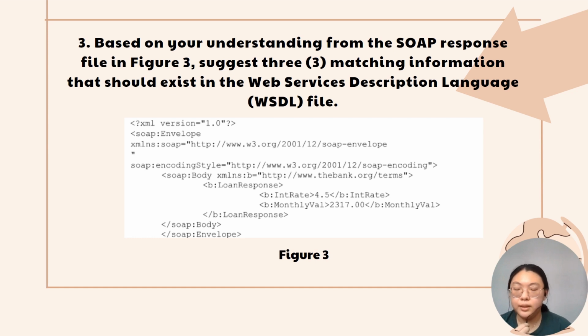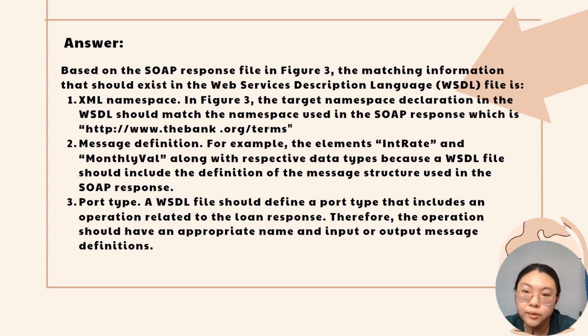So for Part A number 3, based on your understanding from the SOAP response file in Figure 3, suggest 3 matching information that should exist in the Web Services Description Language WSDL file. So based on the SOAP response file in Figure 3, the matching information that should exist in the WSDL file is XML namespace. In Figure 3, the target namespace declaration in the WSDL should match the namespace used in the SOAP response, which is http://www.thebank.org terms.